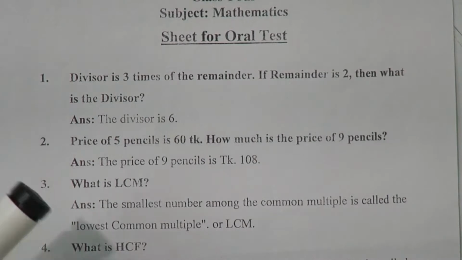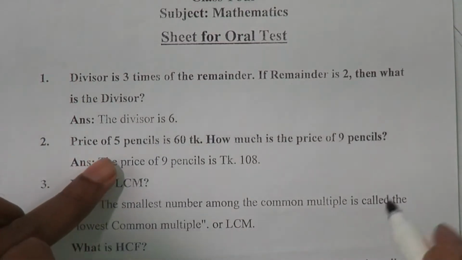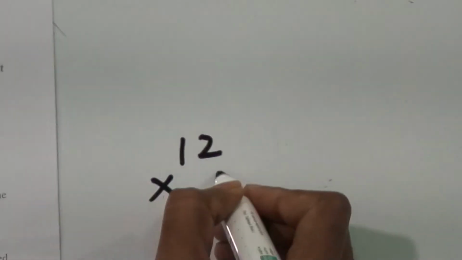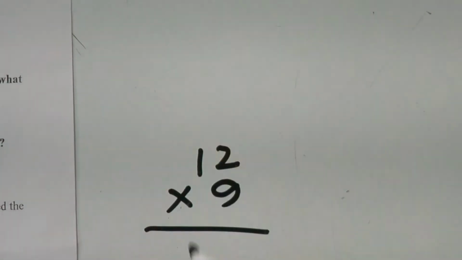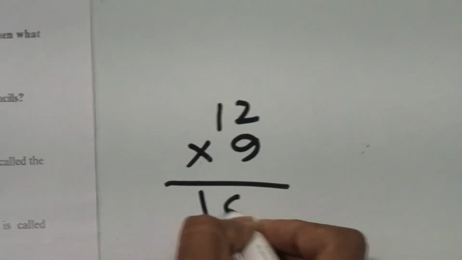2 number, price of 5 pencils is 60 taka. Then how much is the price of 9 pencils? You say the price of 9 pencils is 108 taka. How? You divide 60 by 5, then we get 12, and then you multiply 9 with 12, then you get 108.